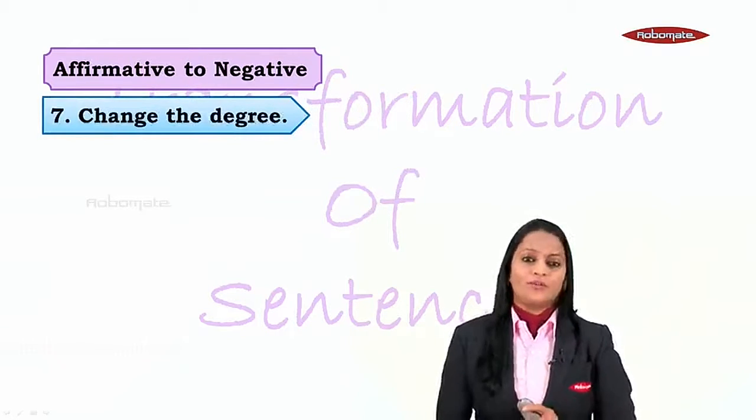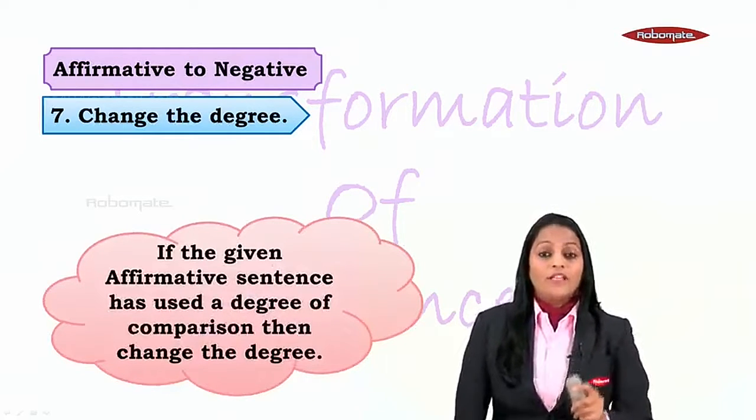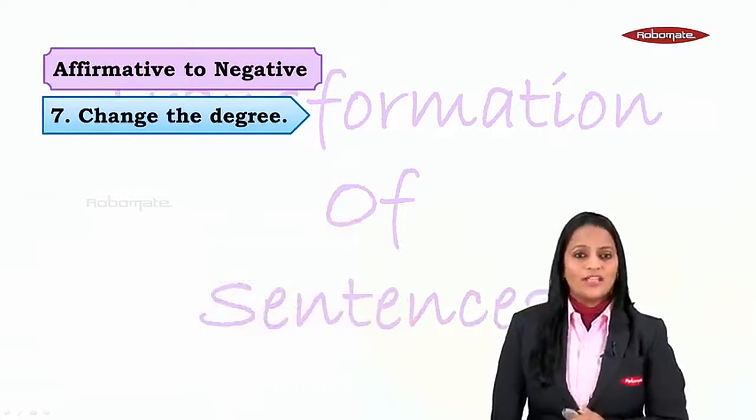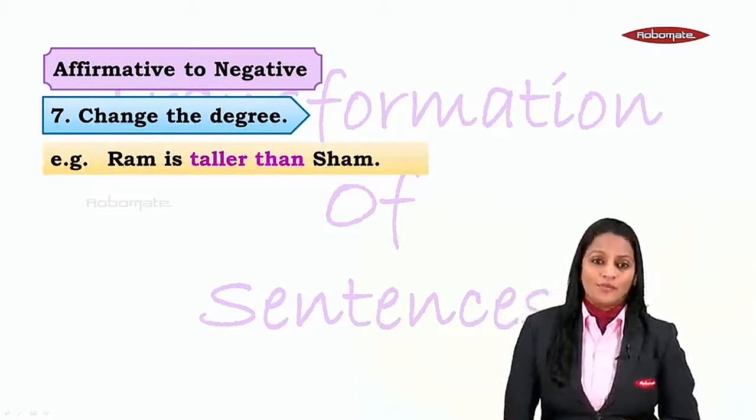Now students, change of degree. This is one more method you can use to change from affirmative to negative. Let's see. If the given affirmative sentence has used a degree of comparison, then change the degree automatically. Of course, there will be a negative word there and you can change from affirmative to negative.